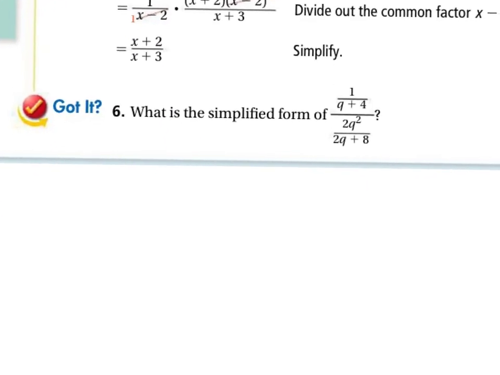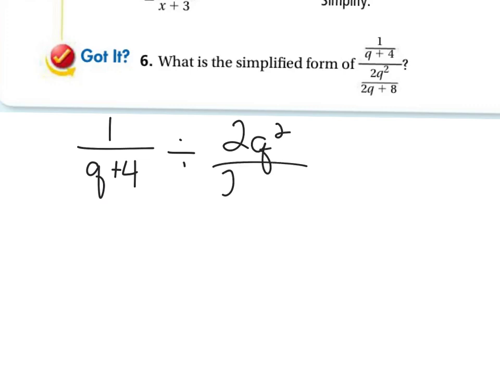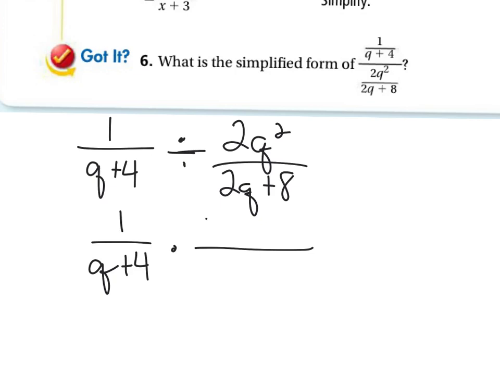If you look at the got it 6, they're wanting us to simplify that. So we can just say this top part, this numerator, 1 over q plus 4 is being divided by 2q squared over 2q plus 8. So that's our first step, just rewriting it like that. And then at that point, just like we've been doing, we're going to say keep, change, reciprocal.